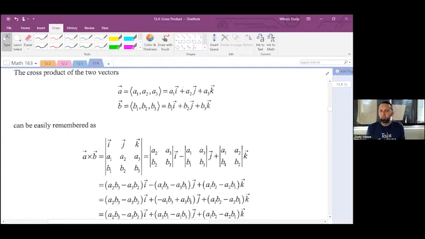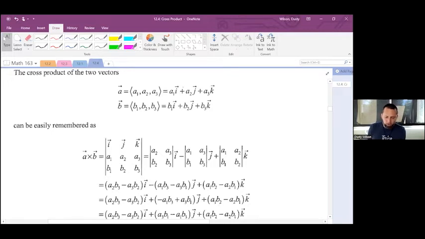All right, so let's connect our cross product, which is the concept we're learning about, with this little tool that we've learned called the determinant. So if I want to find the cross product of two vectors, A equal to A1, A2, A3, or A1i plus A2j plus A3k, and B equal to B1, B2, B3, or B1i plus B2j plus B3k, I can remember this cross product by writing it as follows.